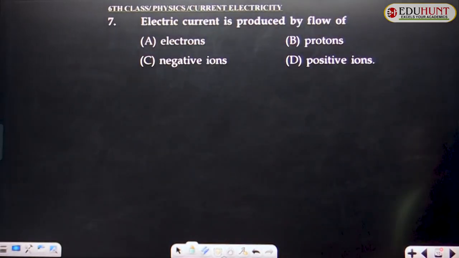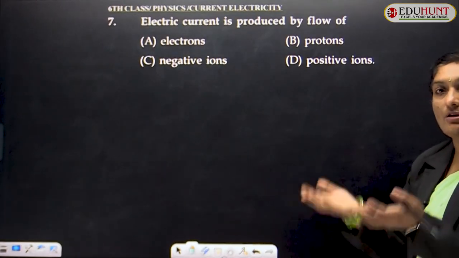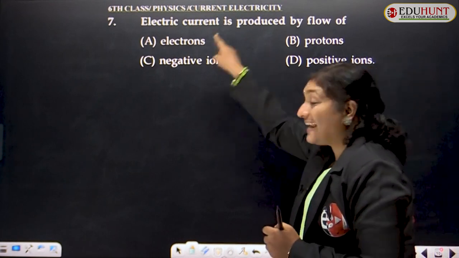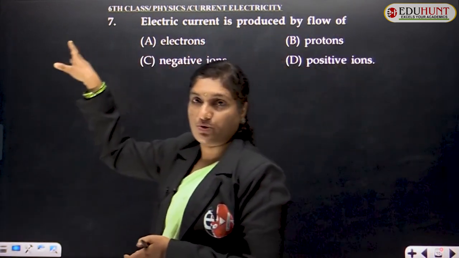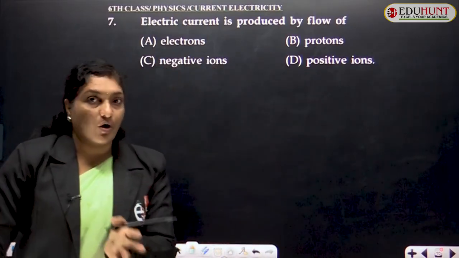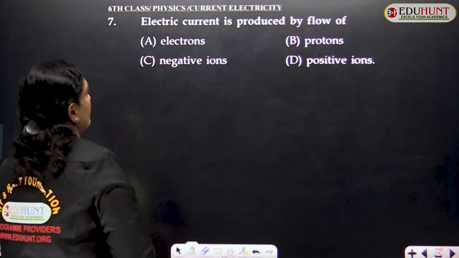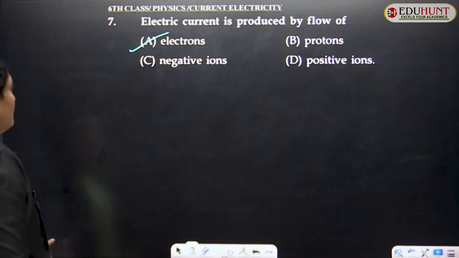Moving to the next one, seventh one: electric current is produced by the rate of flow of charges. What are the charges here? The electrons are moving, protons are not moving. Conventionally we consider it as protons, but the electrons are moving. Flow of charges means flow of electrons constitutes the current. Hence the correct option is option A, that is electrons.